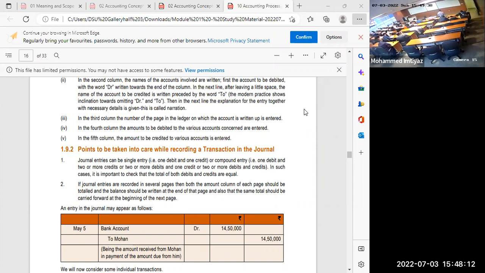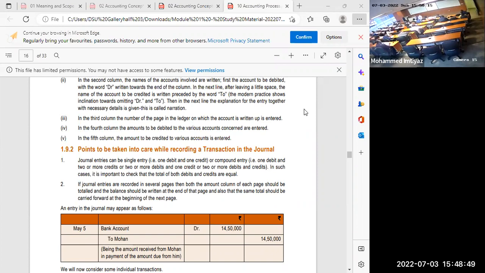Mr. A and Mr. B started a partnership firm by investing rupees 2,50,000 each. Come to the journal entry.